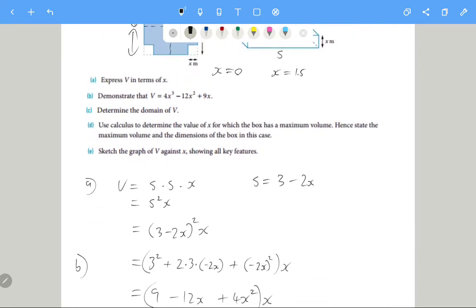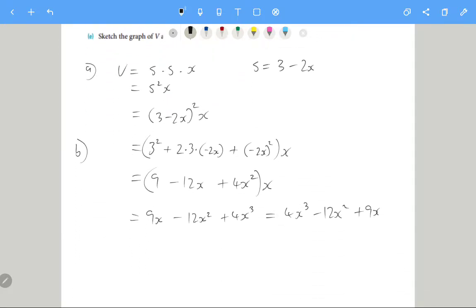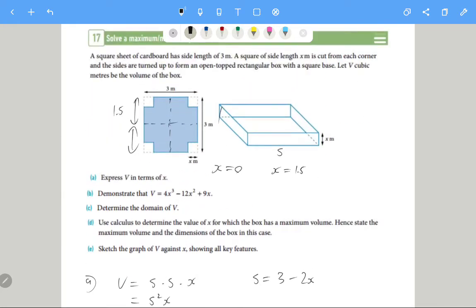So the domain of V ends up being x is bigger than 0 and less than 1.5. Because in those two cases, you either end up with no more cardboard because you cut it all away, or you didn't cut any cardboard and so you can't fold it. So now we're up to D and E, which is going to be using calculus to actually solve for the maximum volume.